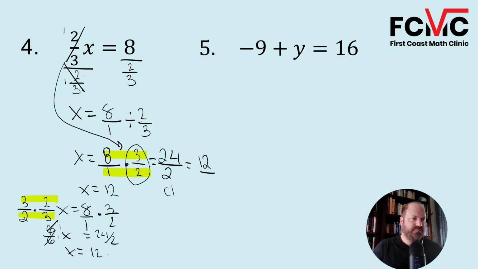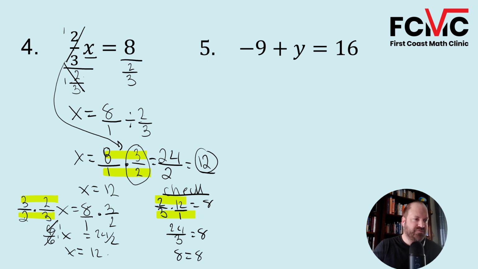In our check, let's put that 12 back in for x here. So we're going to have 2/3 times 12 equals 8. Put the 12/1. And now I'm going to multiply straight across. 2 times 12 is 24/3. And 24 divided by 3 is 8. So I get 8 equals 8. So the left side and the right side check. So our answer 12 is correct. All right, let's do one more example.